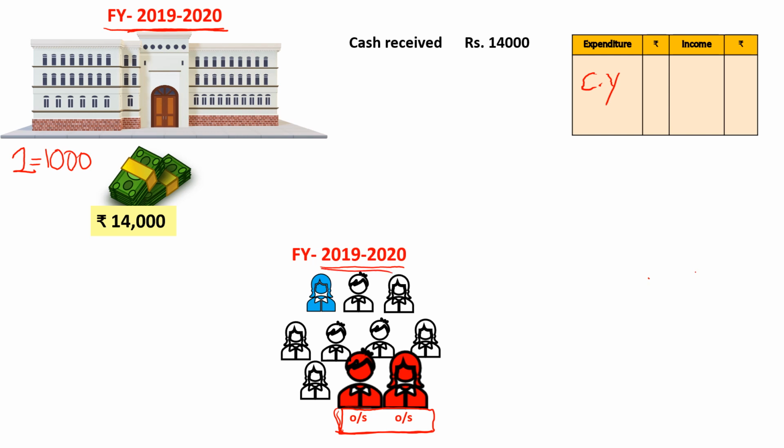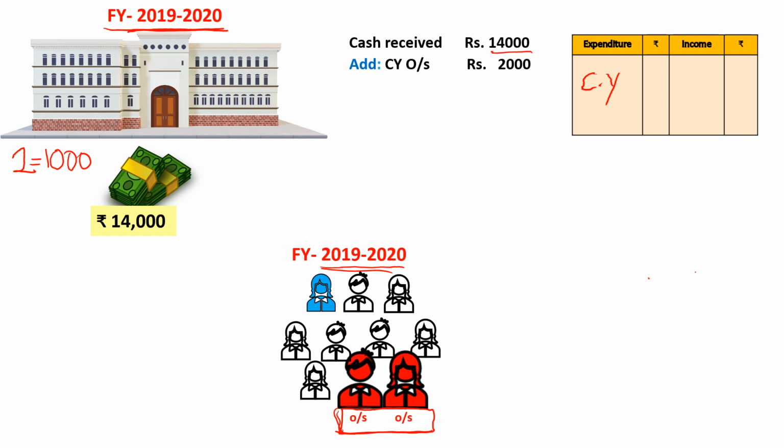Now, is it related to this year? Yes, it is related to current year, but is it already included in 14,000 rupees? No. So we need to add this to the 14,000 rupees. That's why we will add the current year outstanding.